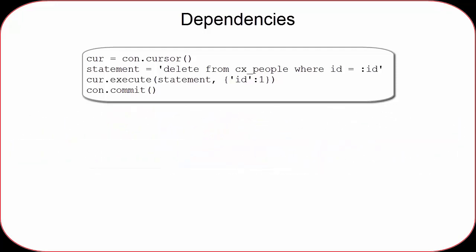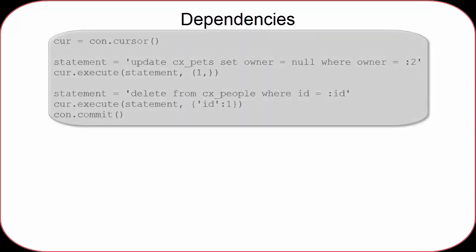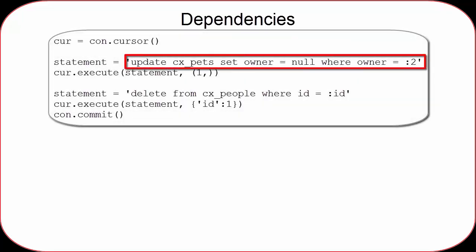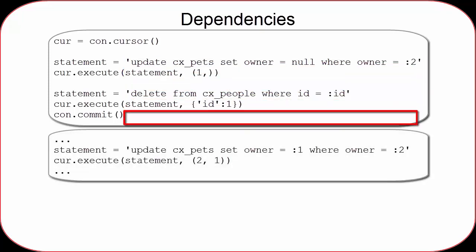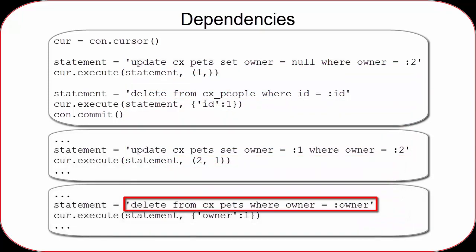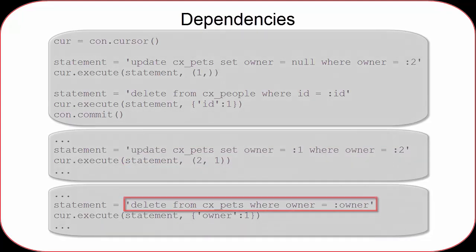If pets are not required to have an owner and you only want to delete the person, not the pets, then you can update the pets and set their owner to null. If pets are required to have an owner, then you can update the pets to have a new owner or delete the pets before the owner.